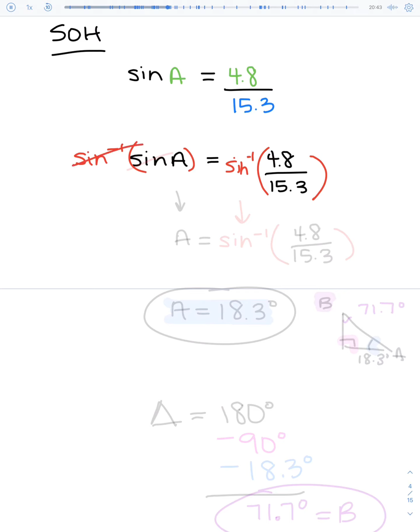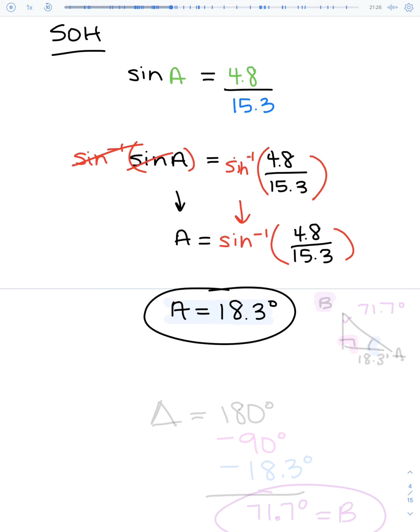Then the idea is inverse sine and sine cancel out, leaving you with just the A, the angle we're looking for. But now I actually have to take inverse sine of my right-hand side, leave the fraction as is, 4.8 over 15.3. Don't round it. Have your calculator do all the hard work for you. Also make sure that your calculator is in degree mode, so we end up with our angle in degrees. So we'll type in sine inverse of 4.8 divided by 15.3. And what we get is an angle of 18.3 degrees.